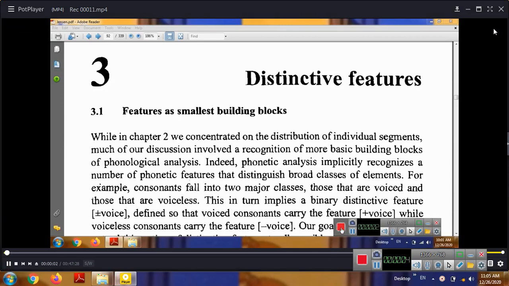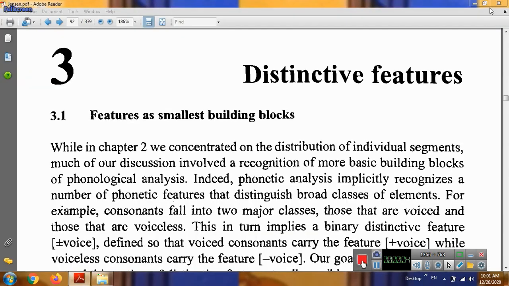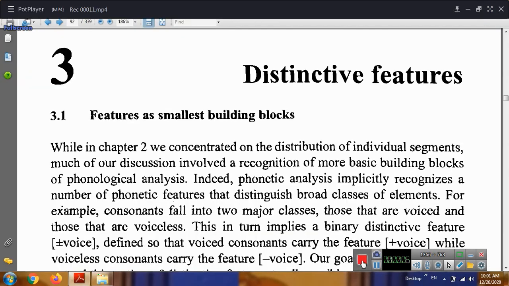In the name of God, in this session we will become familiar with distinctive features. What are distinctive features? What is the role of distinctive features?